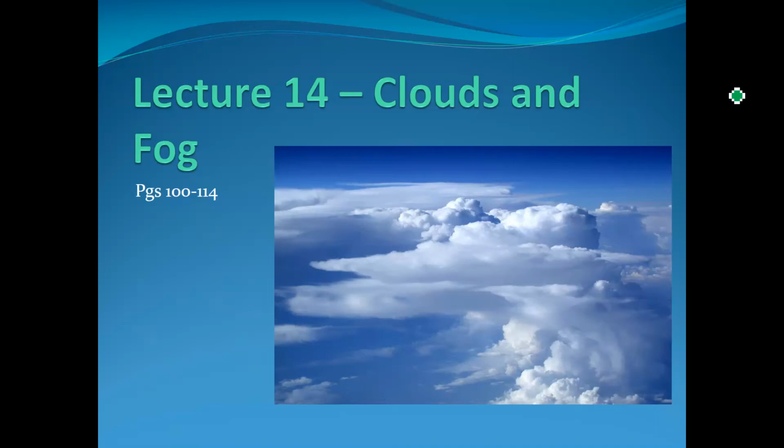What we talk about in this module has to do with what happens when air in the sky becomes saturated, when moisture condenses. Well, we get those beautiful things called clouds. And so we're going to talk about in this lecture our different types of clouds, and then we're going to talk about something that's very common here in the Bay Area, fog.